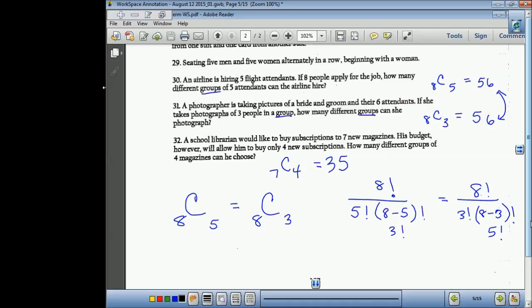What is 8 minus 5? 3. Now let's do the combinations of 8 choose 3. It's 8 factorial over 3 factorial times 8 minus 3, which is 5. Aren't these denominators the same? Yes. So the result of finding the combinations of 8 choose 5 and the combinations of 8 choose 3 are the same.